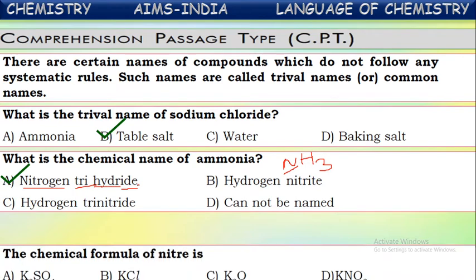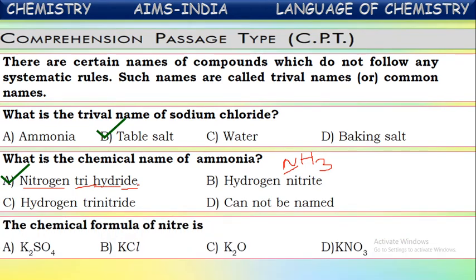Okay. Next, the chemical formula of niter. Yes, niter is a common or trivial name of potassium nitrate. Potassium nitrate's common name is niter. KNO3 is a chemical compound with the trivial name niter.